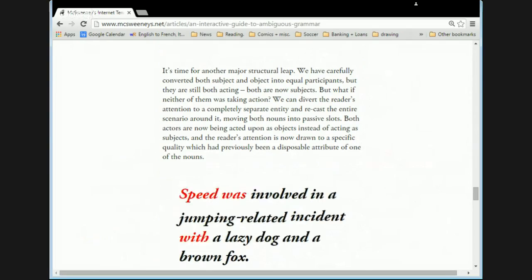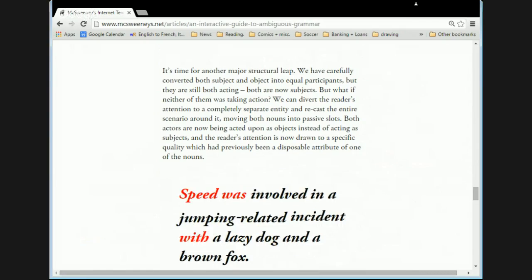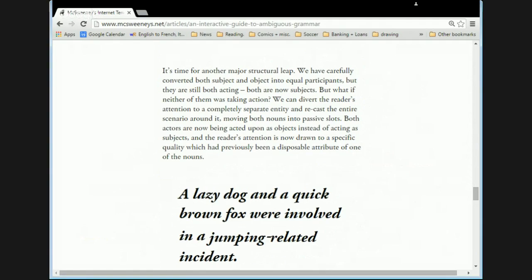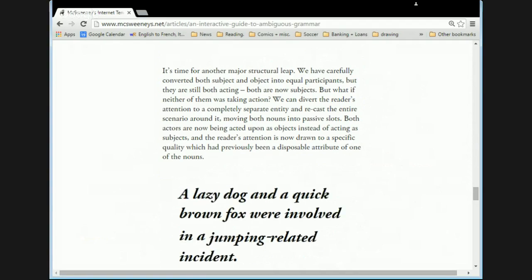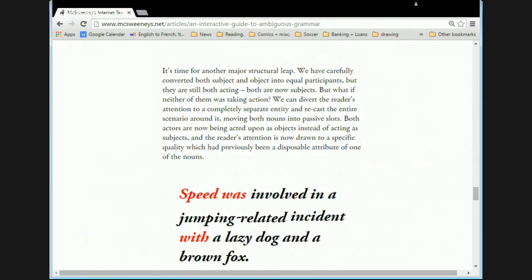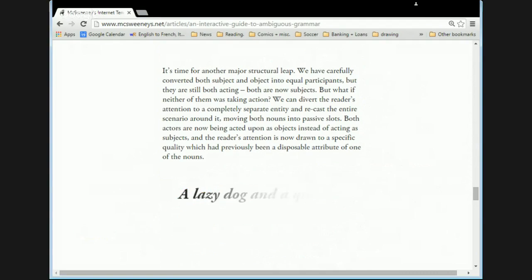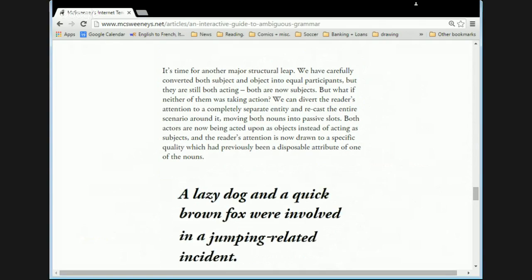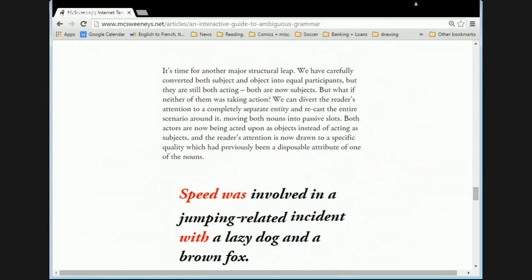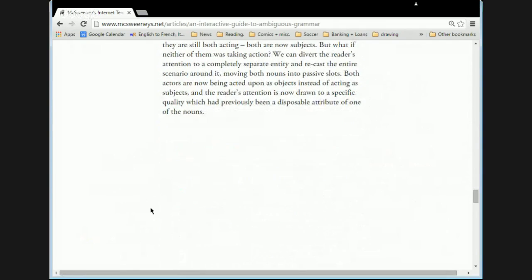But what if neither of them was taking action? We can divert the reader's attention to a completely separate entity and recast the entire scenario around it, moving both nouns into passive slots. Both actors are now being acted upon as objects instead of acting as subjects, and the reader's attention is now drawn to a specific quality which had previously been a disposable attribute of one of the nouns. Speed was involved in a jump-related incident with a lazy dog and a brown fox. Good.